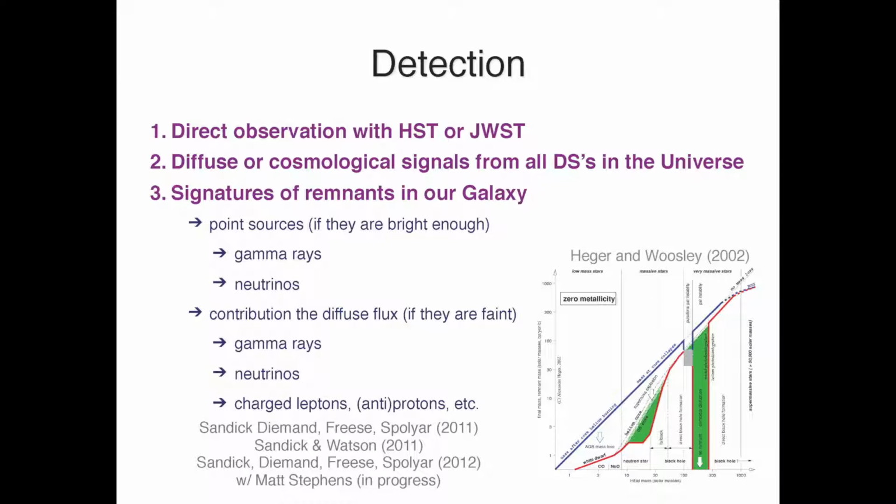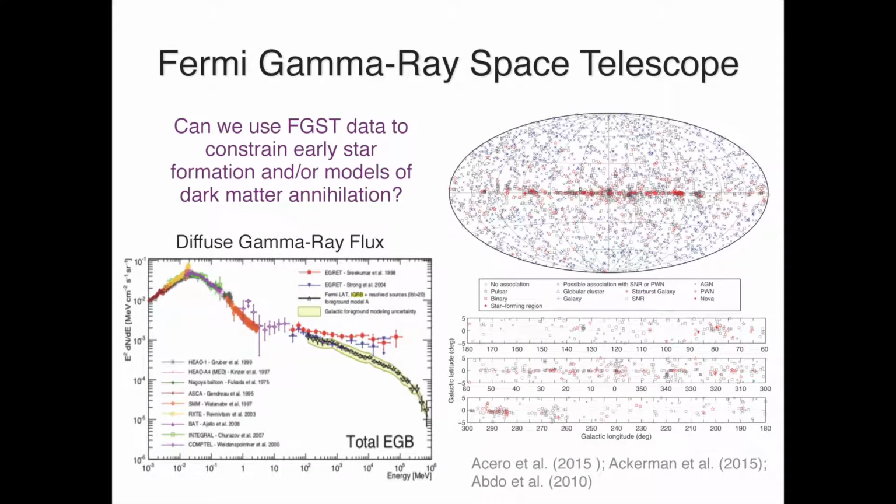So those black holes surrounded by dark matter spikes could show up in 2 different ways: as point sources if they're bright enough, and so you could think about looking for gamma ray point sources or potentially neutrino point sources, or they could contribute to the diffuse flux of annihilation products if they're faint. So they could contribute to the diffuse flux of photons or neutrinos or charged leptons or antiprotons. I'm going to focus on photons here. And the tool that we're going to use to look at those is the Fermi Gamma Ray Space Telescope.